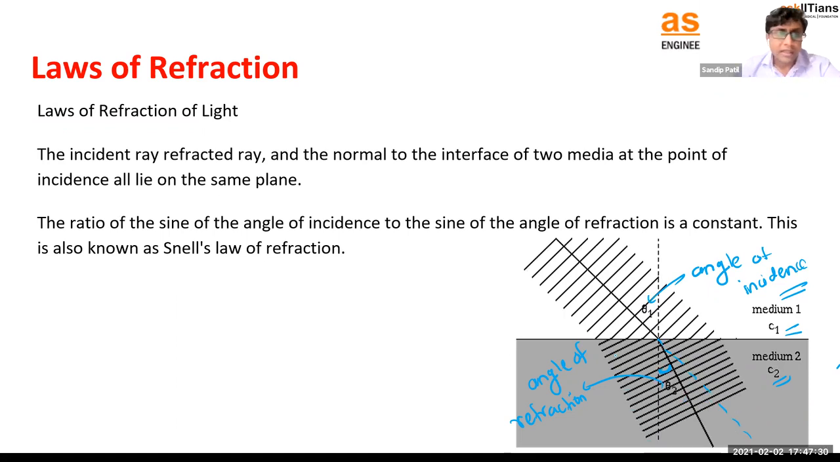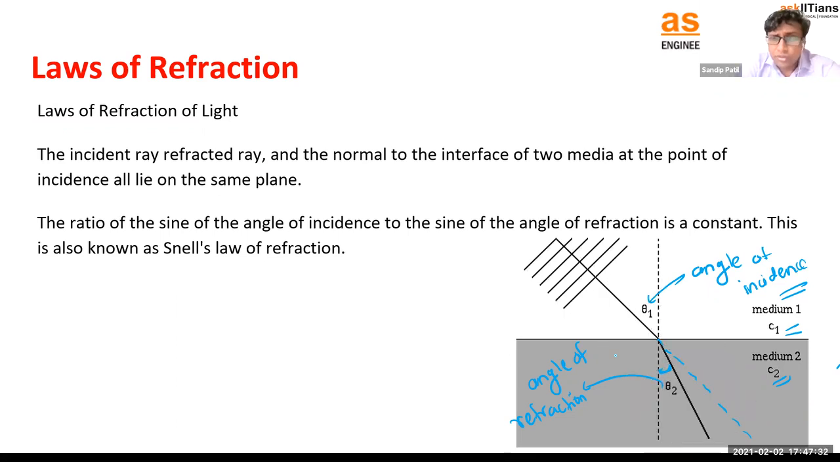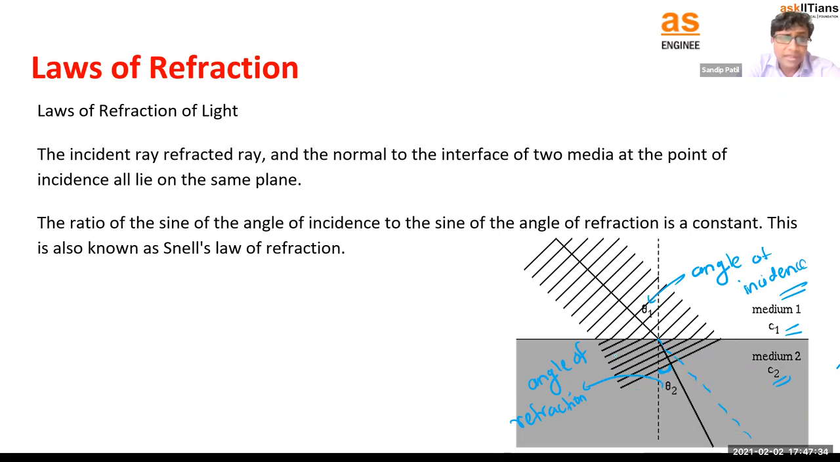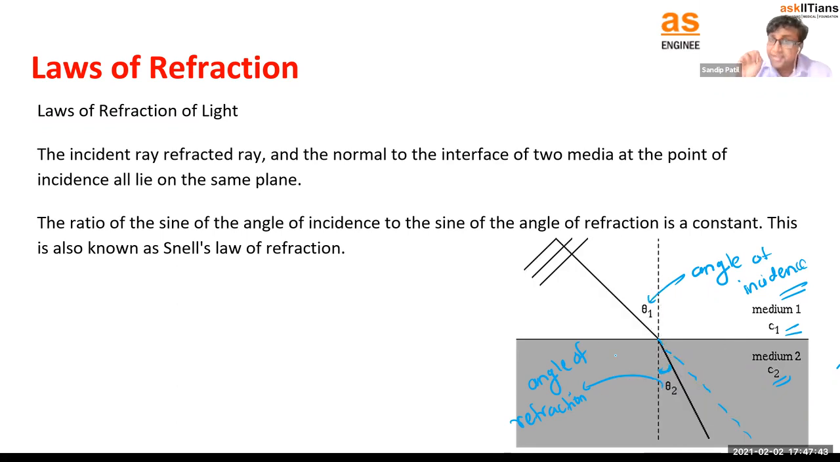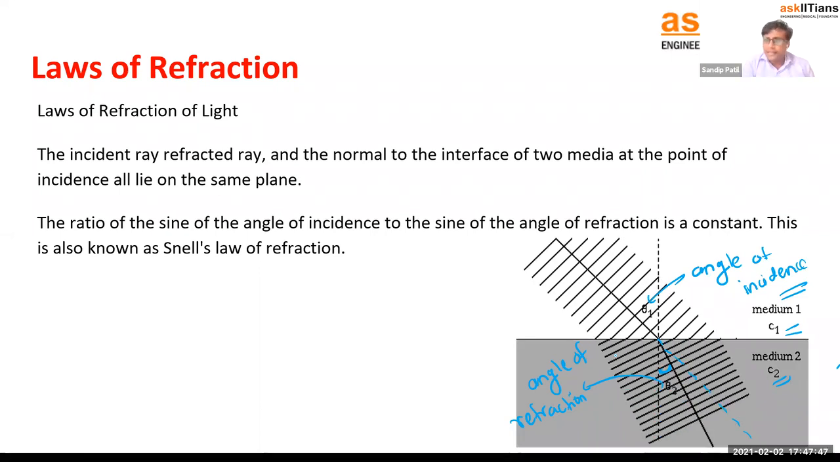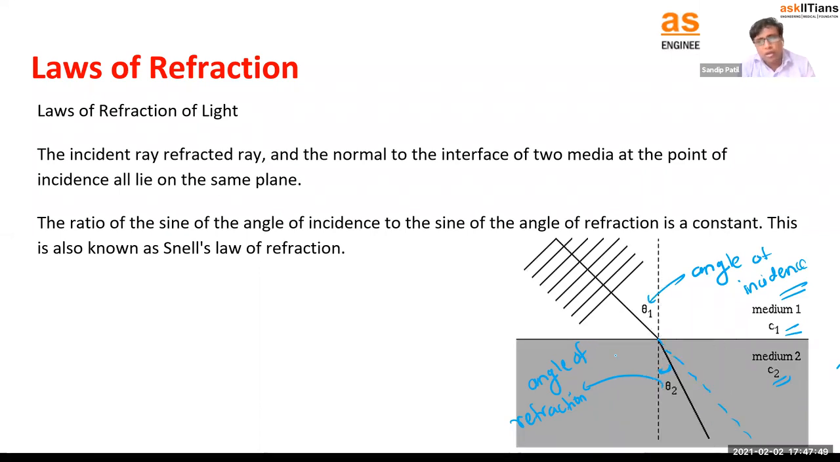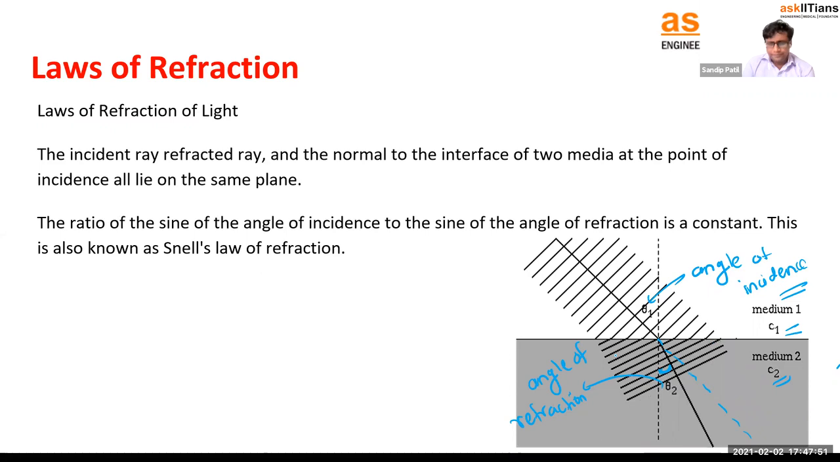Okay. So let's try to find out the law and the relation between those two angles. In reflection, we can directly say those two angles are equal. Here, the first law is the same. Instead of the reflected ray, we are using the refracted ray. So the incident ray, the refracted ray, and the normal: these are the three things, three friends we can say. And they lie on the same plane.